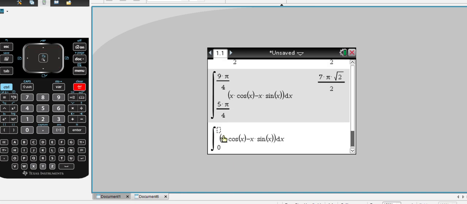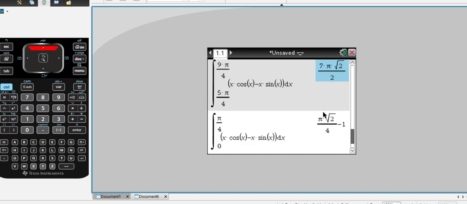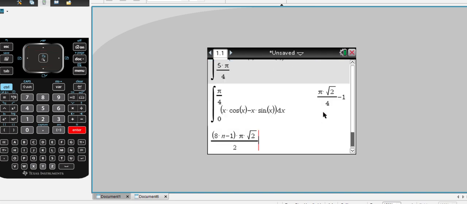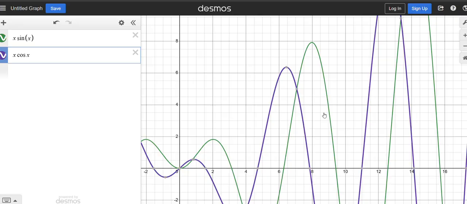0 to pi on 4. Pi root 2 on 4 minus 1. And if we do multiples. Interesting. I can't be bothered doing the rest, but yeah, that is the solution for that.